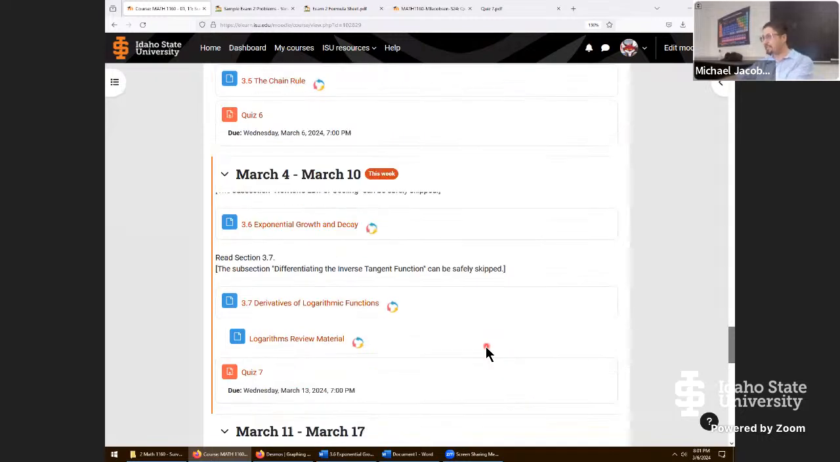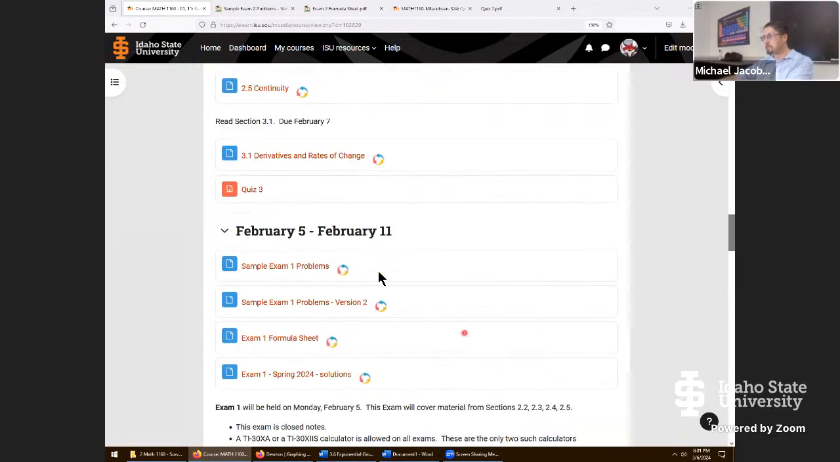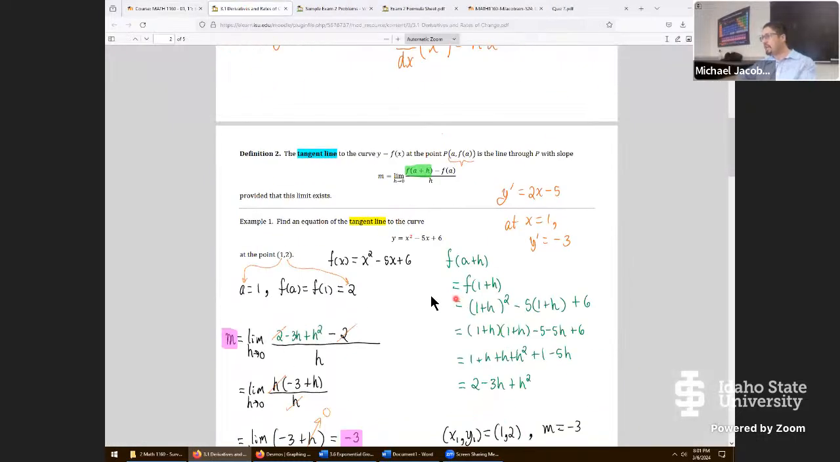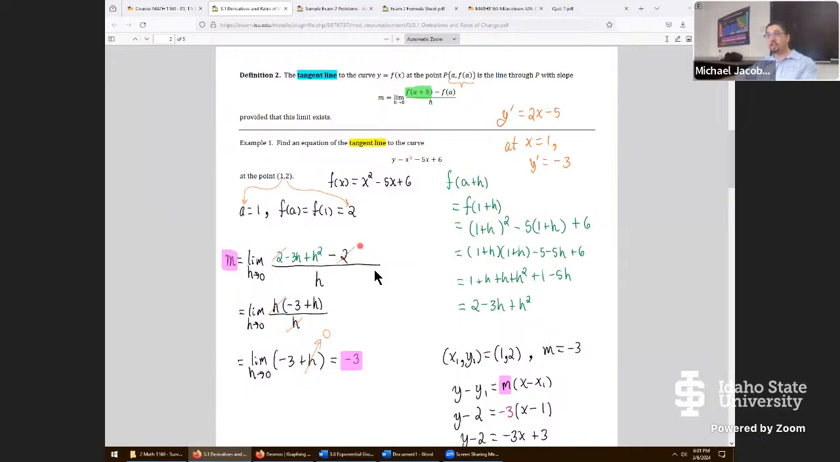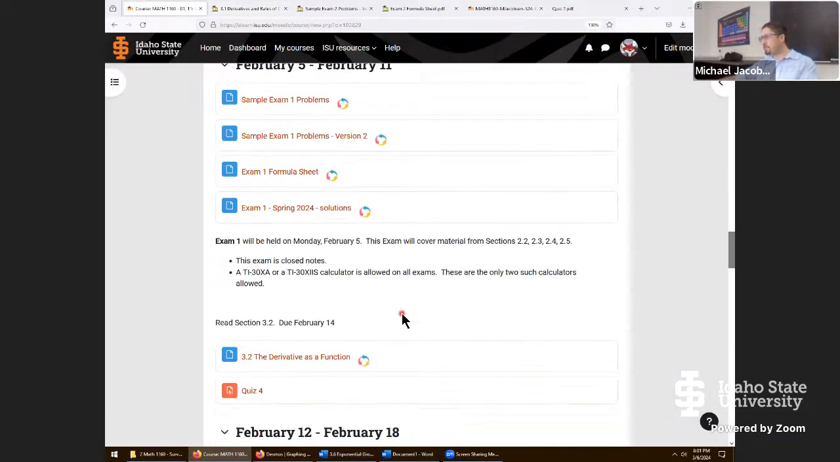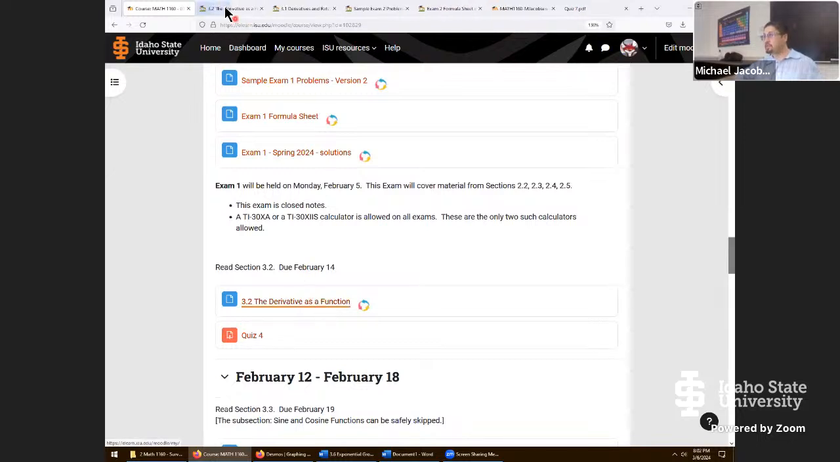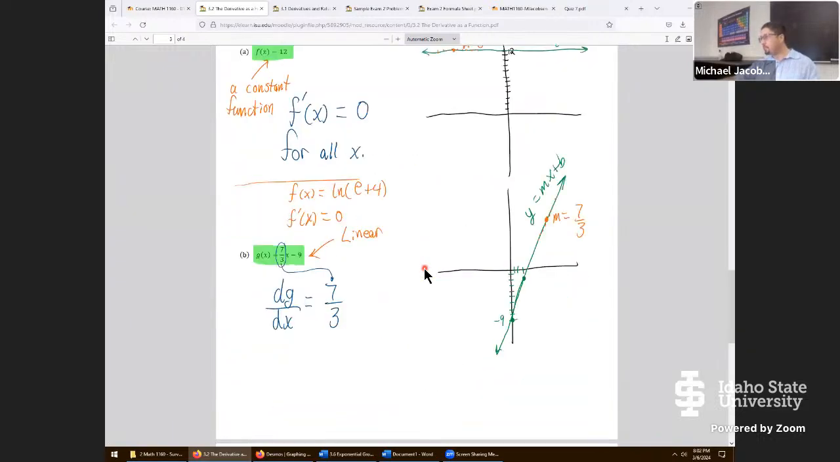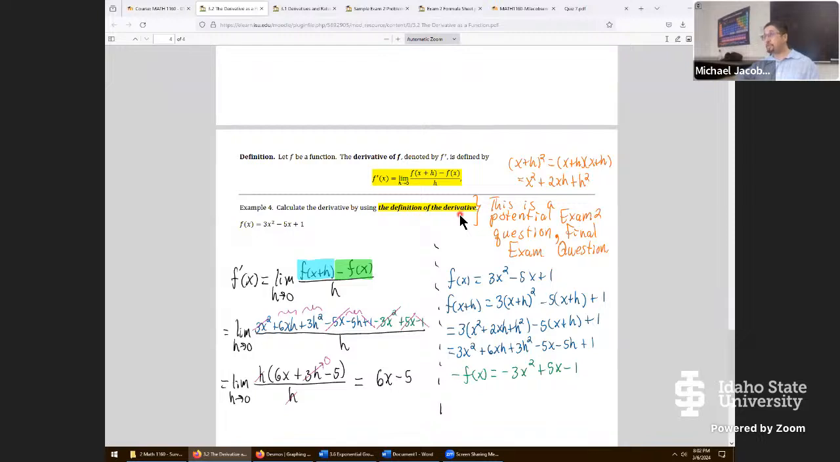Okay, let me double check that. 3.1 is derivatives and rate of change. The one I was thinking about in 3.1 would be about like this. It's calculating a derivative. But the one I think I'm really going to ask on the exam is going to be more similar to a 3.2 question. This one was also a quiz. And if you didn't do the quiz by using the definition of the derivative, you're welcome to redo that quiz. I'll accept it for full credit. And it's a good way to practice for the exam too as well.